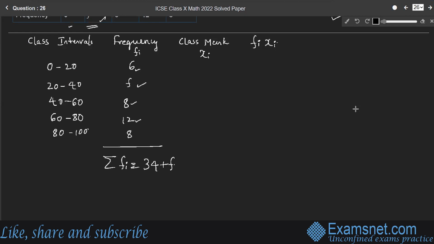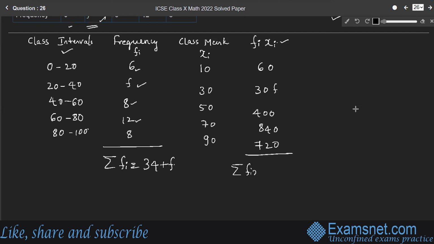Now consider the class mark or midpoint of the class interval. The midpoint of 0 and 20 is 10, of 20 and 40 is 30. Next it is 50, 70 and 90. These are all class marks. Now the product of class mark and frequency, fi xi. So it is 60, then 30f, 400. Next comes 840. Next comes 720. Therefore, sigma fi xi.